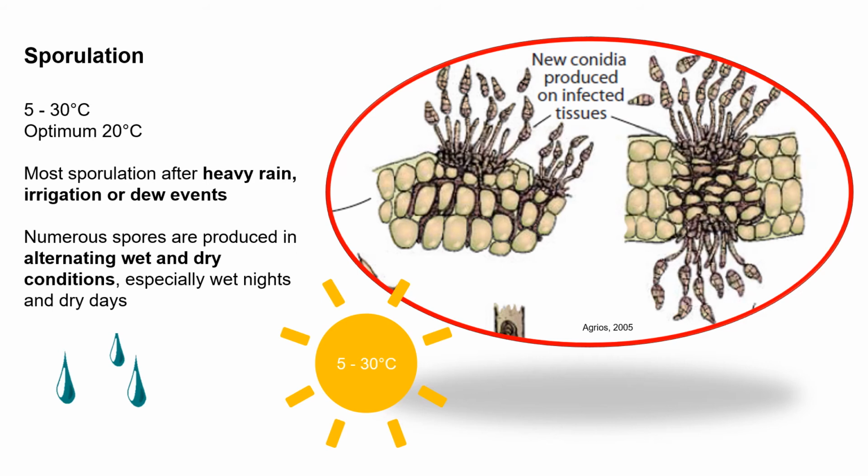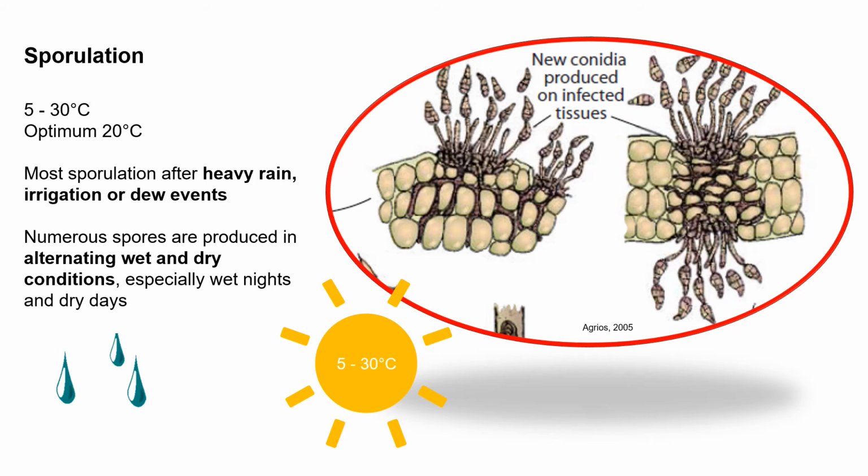Most sporulation occurs after a heavy rainfall event, irrigation, or dew. So one needs to be aware that after rainfall, it is likely that you'll get sporulation and then the spores will start dispersing. And so this is when one needs to be on the lookout for new infections in a couple of days.